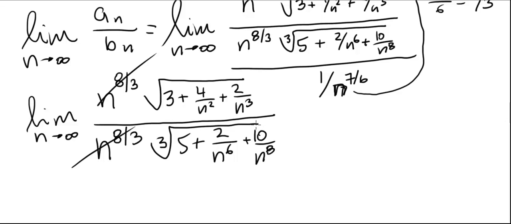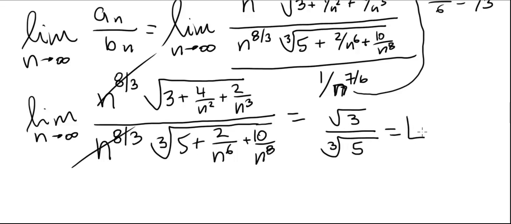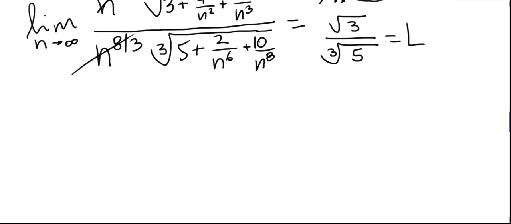So now let's take the limit of what's left as n becomes larger and larger and larger. 4 over n squared, 2 over n cubed, 2 over n to the 6, and 10 over n to the 8th will all head to 0, and that leaves us with the square root of 3 divided by the cube root of 5 as our limit L. Now that is a positive number. It is clearly finite. Therefore we can conclude that the two series either converge together or diverge together.